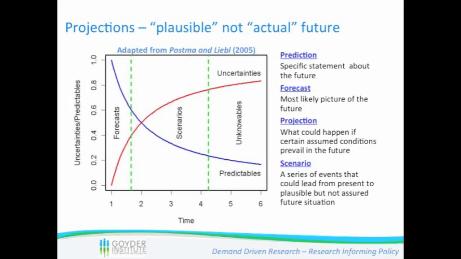So a scenario being a series of events that could lead from the present to a plausible but not assumed future. And so that's just a schematic. There's no actual units on the time. It's just to show that as you go further out into the future, your ability to produce forecasts drops off at some stage, and then you're in the scenario space using projections because your uncertainties are increasing and what you can predict is decreasing. So just a bit of background there.